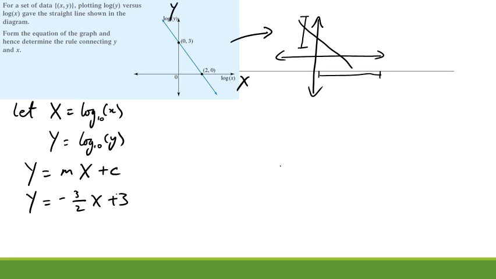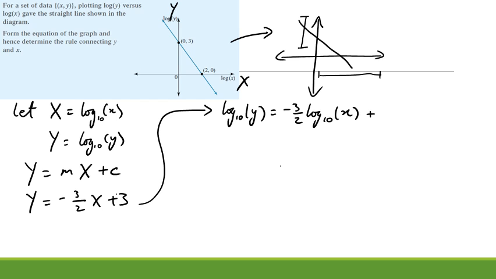Then we go back through and sub in all our values. So we have log base 10 of y equals negative 3 over 2 log base 10 of x plus 3. Now, we don't want separate values, and in order for us to get rid of the logs, we have to make everything on both sides equal to one single log. So the bit on the left's already fine, we can leave that. However, the bit on the right is not. So let's do a couple of adjustments.